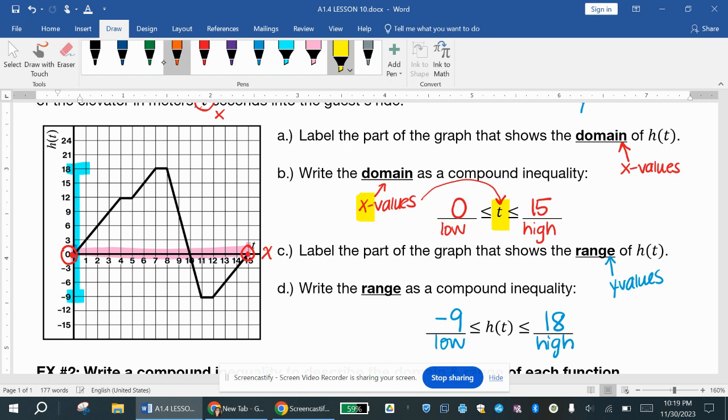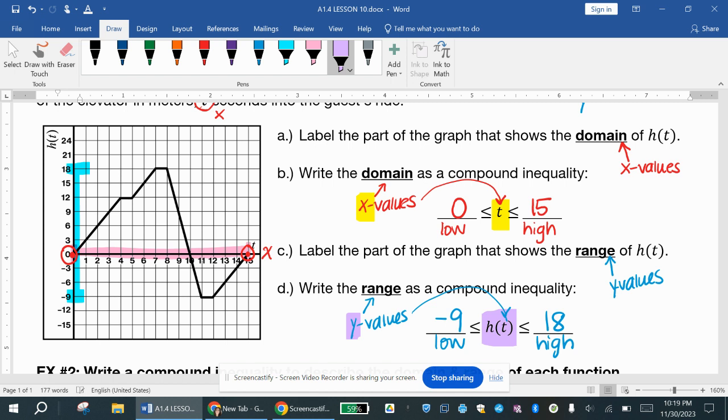But when they talked about range, we're talking about the y values. Look at how the y values are labeled on the graph. I'm going to show you over here. You see how it's h of t? So when you write your compound inequality, you need to make sure you use h of t for the y values. For the x values, you use t in this case. For the y values, you use h of t because that's how the y-axis is labeled.